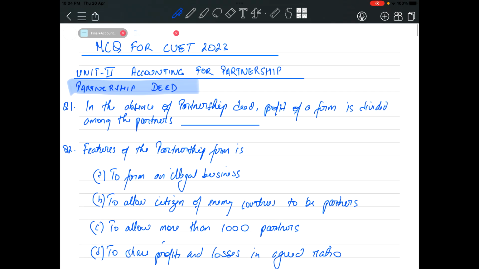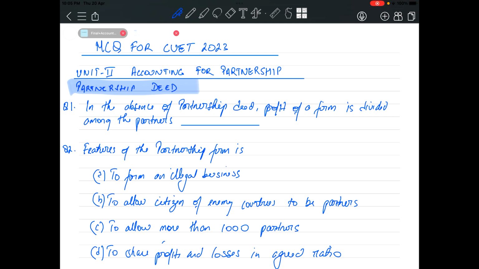So let's begin with unit number 2, accounting for partnership. The first topic in unit 2 will be your partnership deed. I have a dedicated lecture where I have discussed in detail partnership deed, what is the purpose of partnership deed, and how it is used in actual life. You can go to my videos and check out the video, or I will give the link in the description.